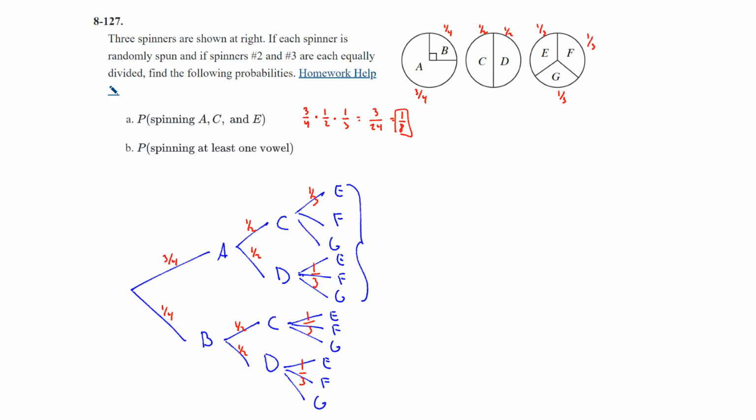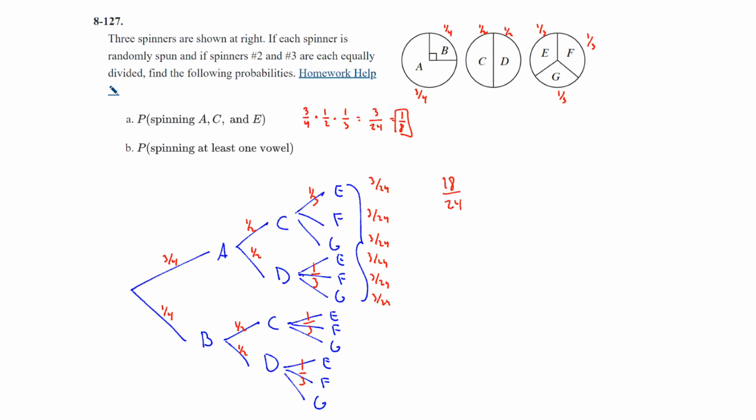where are we at, 3/24, and those will all be the same because they're all getting 3/4 times 1/2 times 1/3. So you'll get a total of 6 of those same probabilities. Now, any of those will work because you'll spin a vowel on that very first one. So if you add all those up, there's a total of 6. That'd be 18/24. So just by spinning the A in the beginning, your probability has gone up a ton.